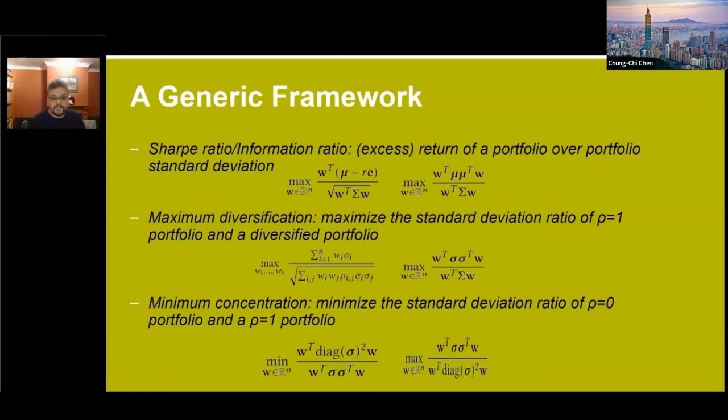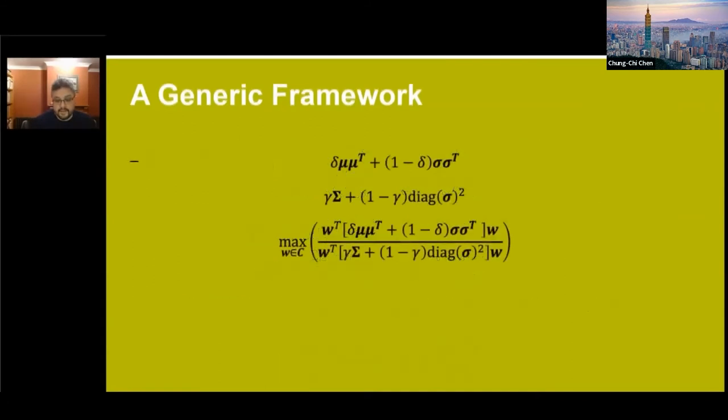Now, all these expressions on the left can be rewritten as the expression on the right. You'll notice that these expressions look very similar. We'll take those expressions and recast them to make them more flexible in the next slide. You can rewrite the numerator with a parameter delta, where delta is between 0 and 1. You could assign delta to be 0 and 1 and get back to the old KPIs from the previous slide.